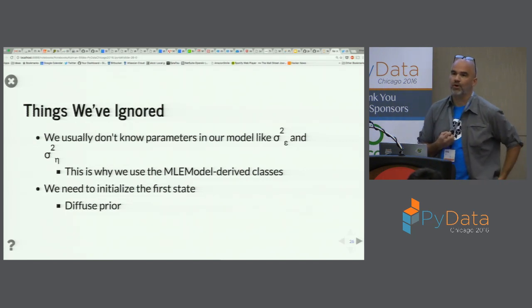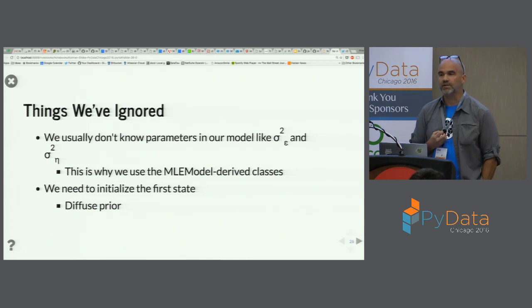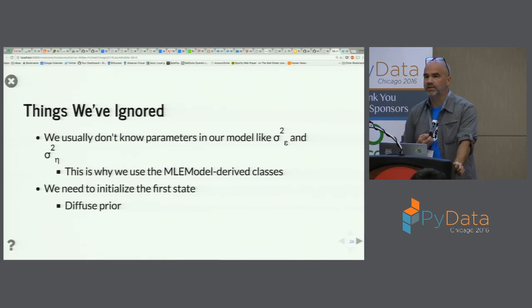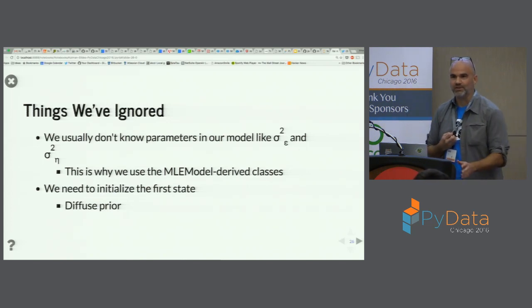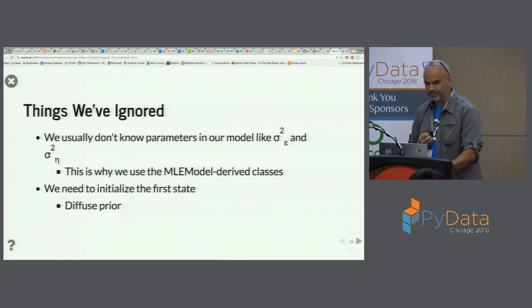We also typically don't really know what the first state is, and so there needs to be some way to initialize that first state. A fairly common method, and one that seems to work pretty well in a lot of cases, is what's called the diffuse prior, which is kind of a fancy term for guessing. So basically you say the mean is 0 and the variance is ridiculously large, and we'll start from there.